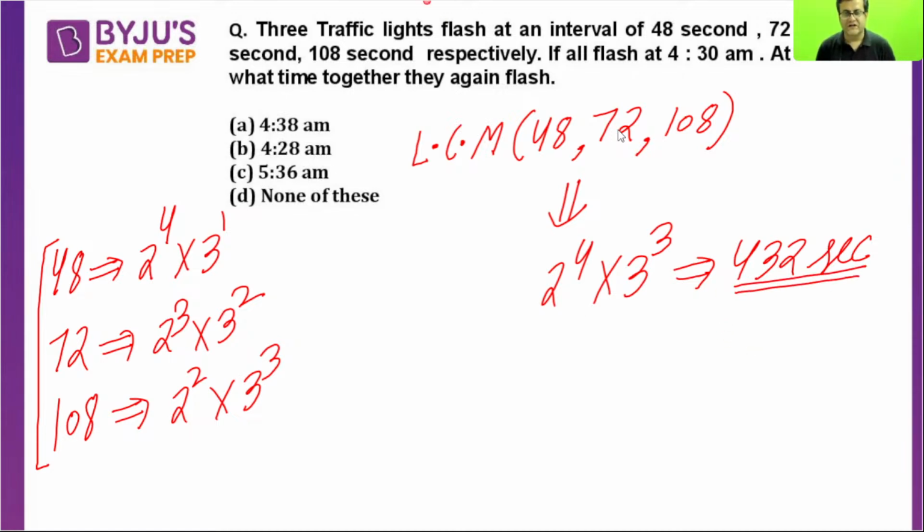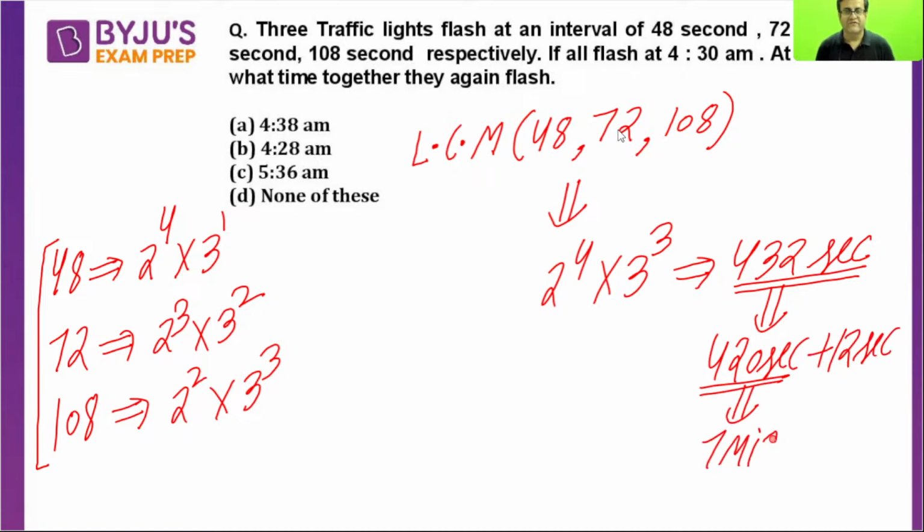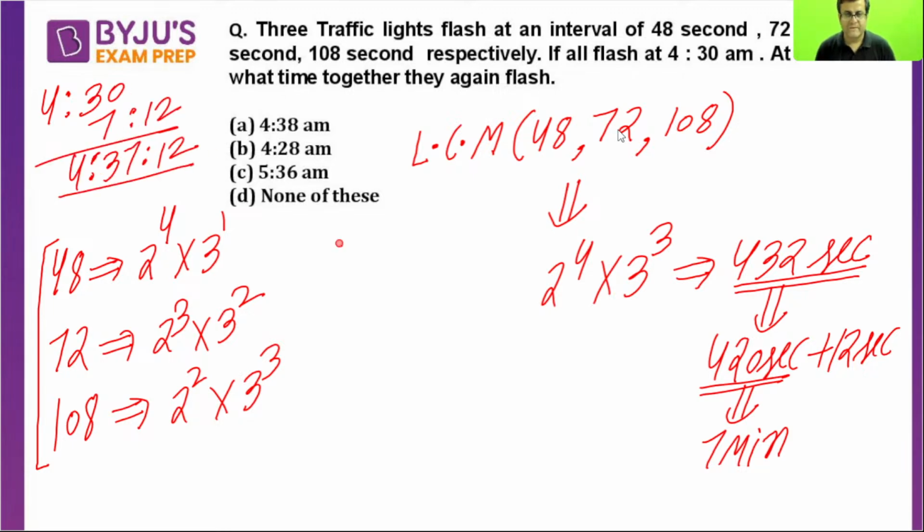Do you understand this particular point? 432 seconds means 420 seconds plus 12 seconds. 420 seconds means 7 minutes, you can divide by 60, as 1 minute contains 60 seconds. So 7 minutes 12 seconds is the time after which all flash together. Add 7 minutes 12 seconds to 4:30, so 4:37 and 12 seconds. None of these.